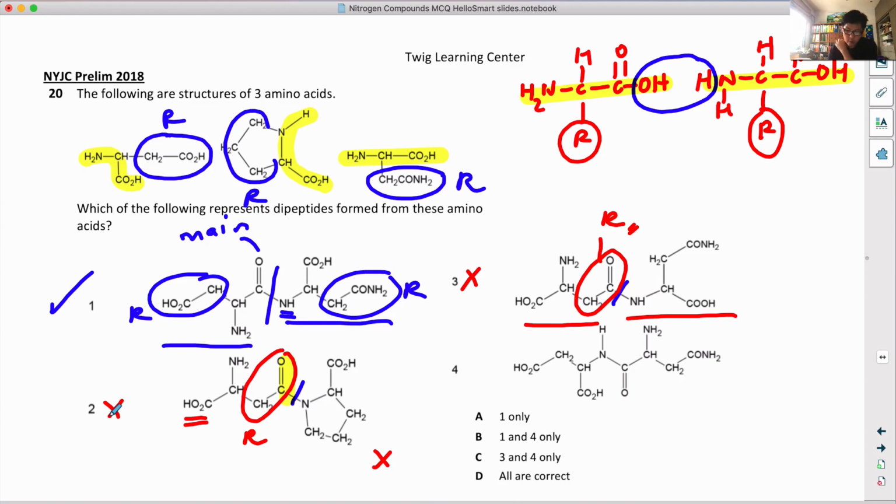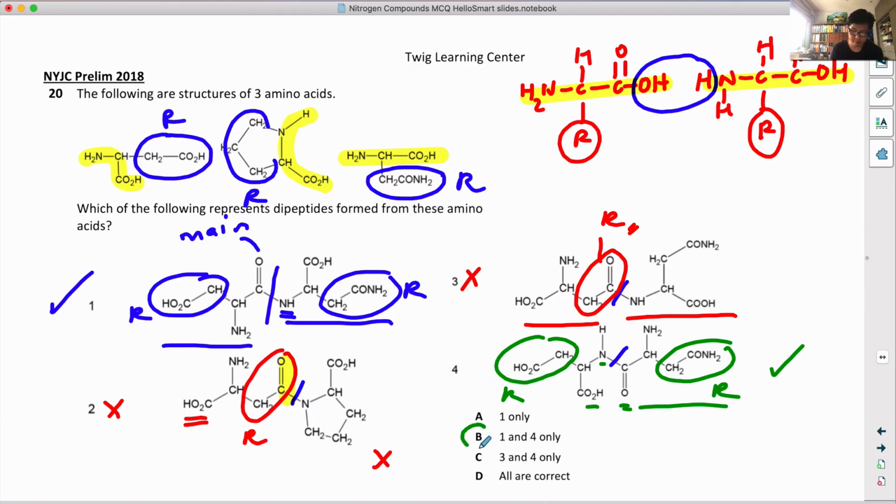Last one, if I draw a line here, you notice that it's okay because the R group is over here. For this one, the R group is over here. So they use the NH2 from the main chain. For the other amino acid, the R group is over here, so they use the COOH from the main chain. So this is correct. The answer is 1 and 4 only.